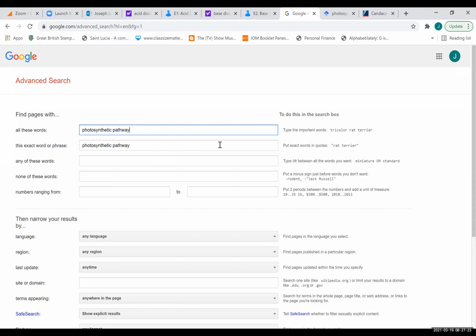it'll give me things that say photosynthetic and pathway, but they don't have to be exactly next to each other as a single phrase. Whereas if I put photosynthetic pathway down here, it'll give me everything that has either photosynthetic or pathway or both. It won't need to have both. And so I can change the way I search for it. This is useful in either narrowing down the search or expanding it. And you can do the same thing with Google Scholar.